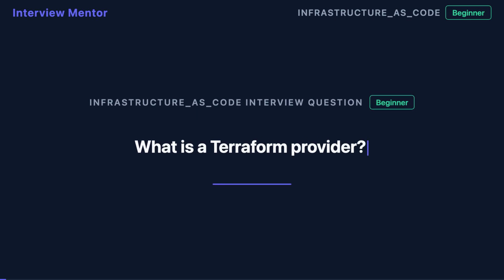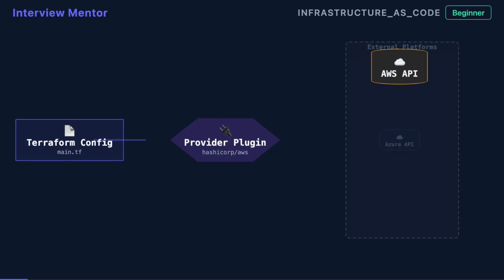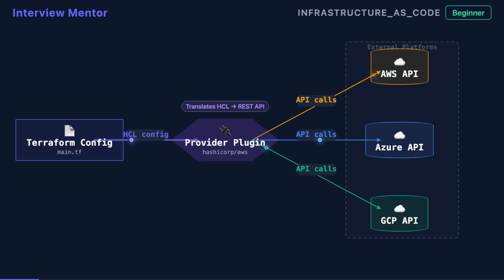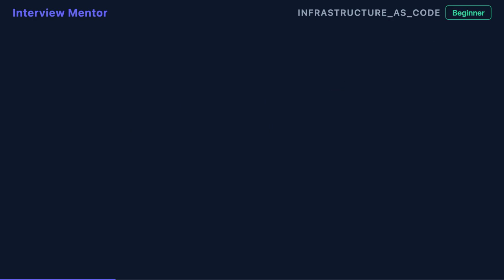Terraform can't talk to AWS on its own. That's exactly what the provider is for. A Terraform provider is a plugin that acts as a bridge between Terraform and an external platform, like AWS, Azure, Google Cloud, or even GitHub. On its own, Terraform has no idea how to create a virtual machine or an S3 bucket. The provider handles all of that. It translates your configuration into real API calls to the target platform.